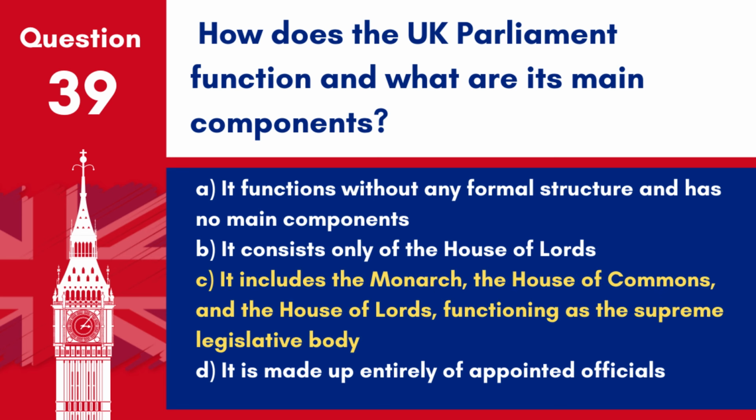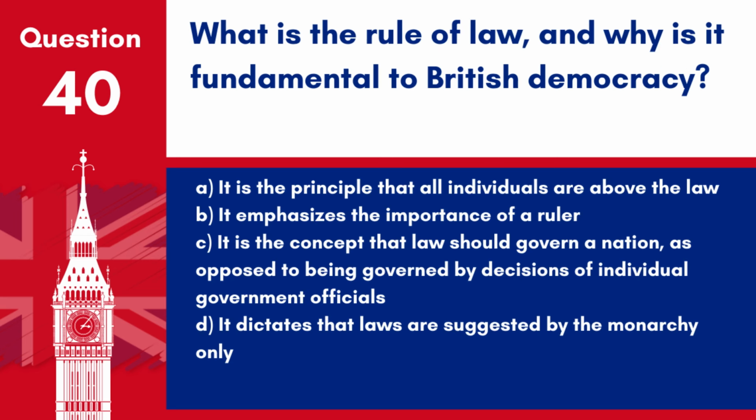Answer: C. It includes the monarch, the House of Commons, and the House of Lords, functioning as the supreme legislative body. The UK Parliament functions as the supreme legislative body in the country, consisting of the monarch, the House of Commons, elected members, and the House of Lords, appointed and hereditary members, with each playing distinct roles in the legislative process.